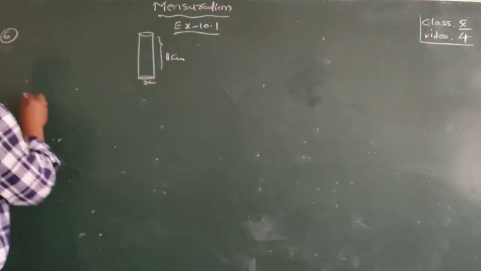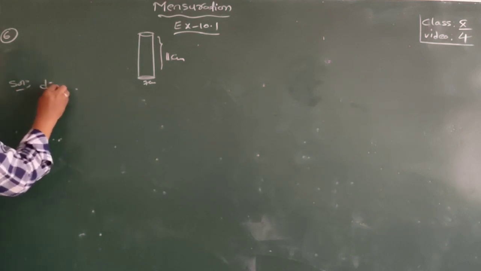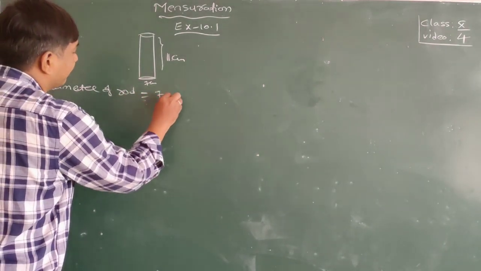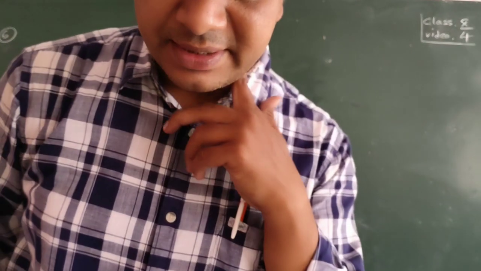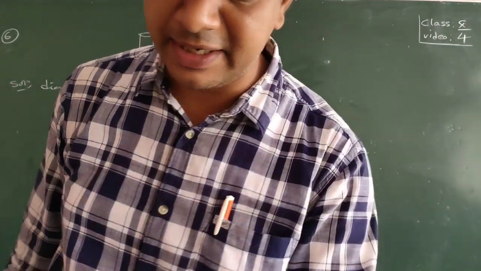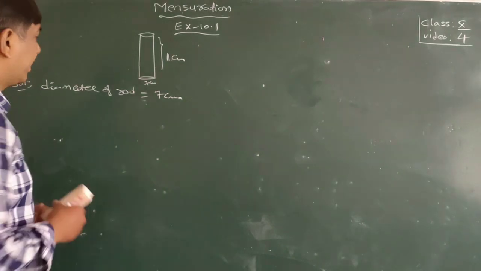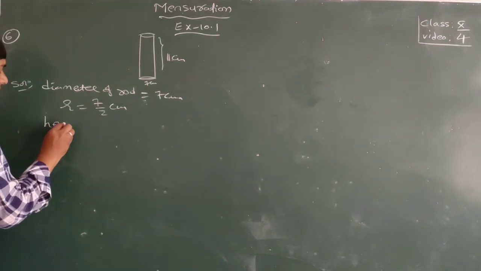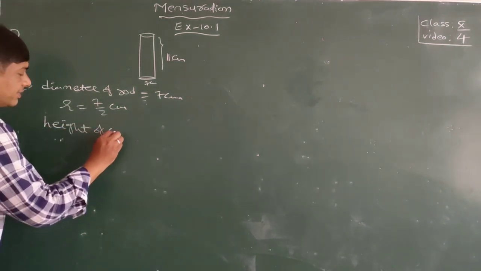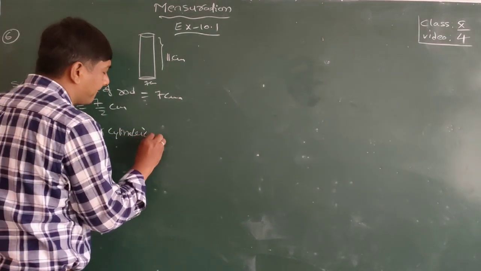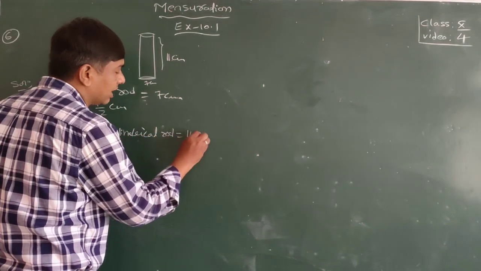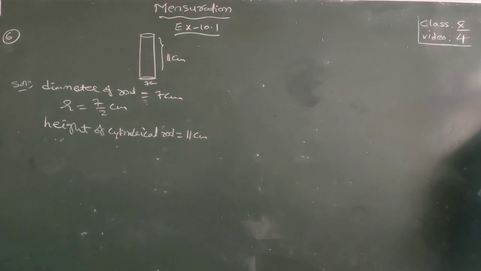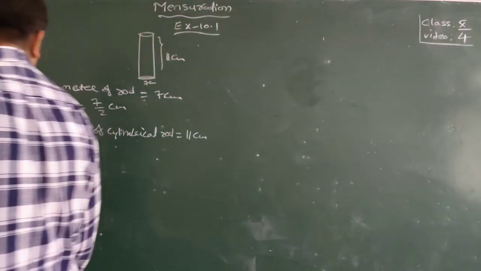Okay. See here, diameter of the rod is equal to 7 centimeters. The shape of an iron rod is cylindrical, its height is 11 centimeters and base diameter is 7 centimeters, and radius is equal to 7 by 2 centimeters. Height of a cylindrical rod is equal to 11 centimeters.